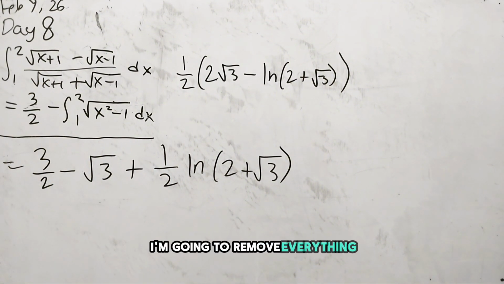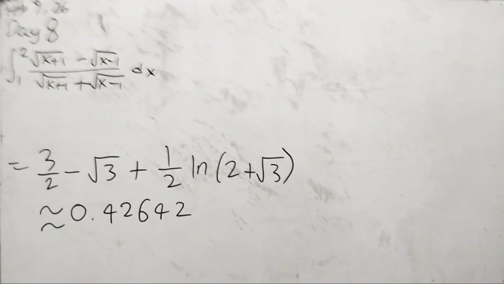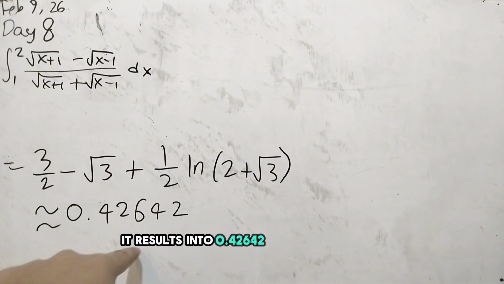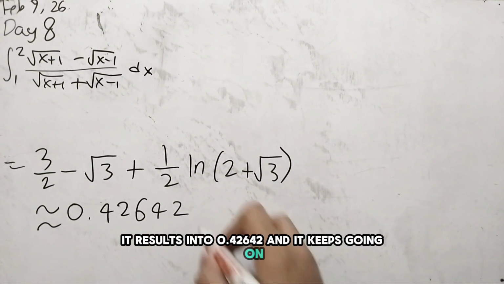I'm going to remove everything. Also, if we put it in a calculator, it results in 0.42642, and it keeps going on.